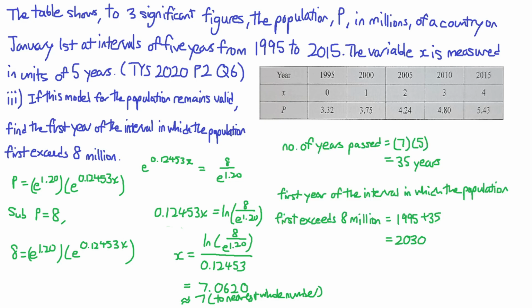This means that 35 years will have passed, as 7 times 5 equals 35. Hence, the first year of the interval in which the population first exceeds 8 million is 2030. And the question is done.